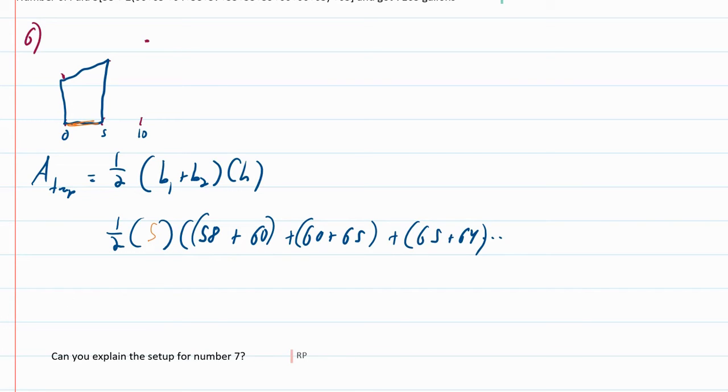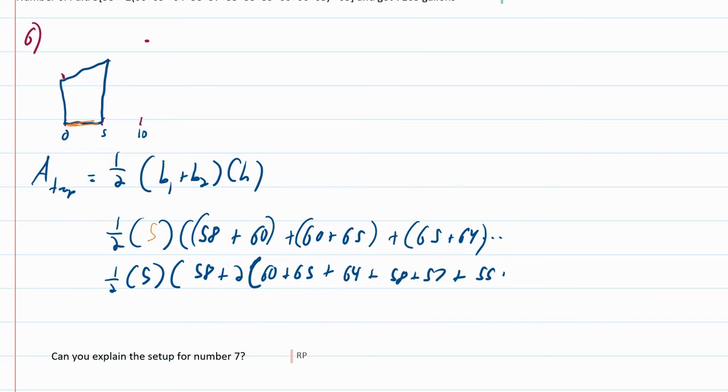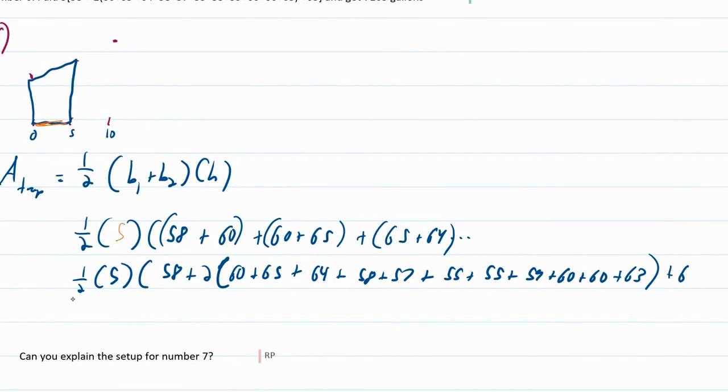So what you end up with is 1/2 times 5 times 58 plus 2 times each of the middle ones, so 2 times (60 plus 65 plus 64 plus 58 plus 57 plus 55 plus another 55 plus 59 plus 60 plus 60 plus 63). Then we close off the parentheses and we add that final 63 as a singleton. And this should give you the entire sum.